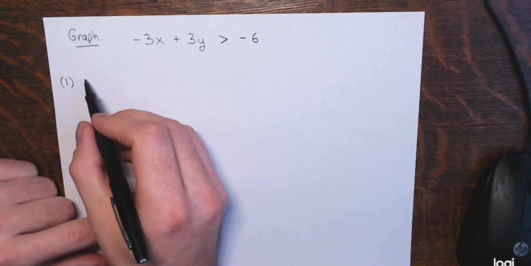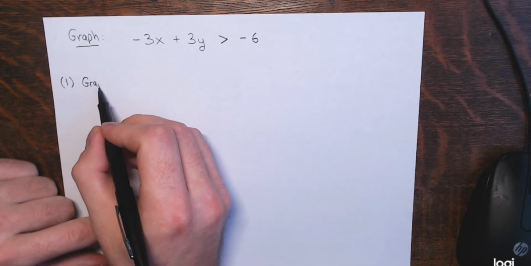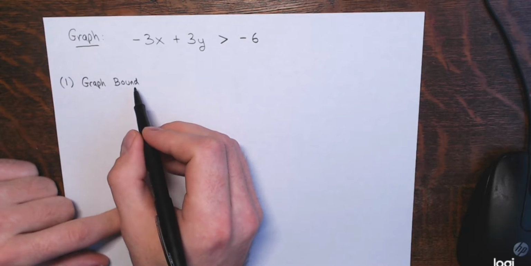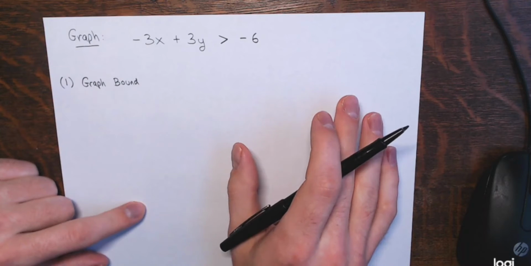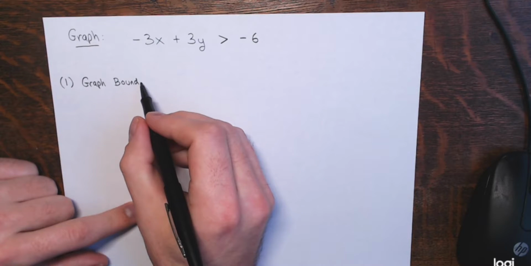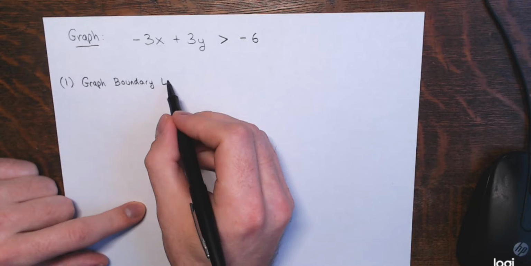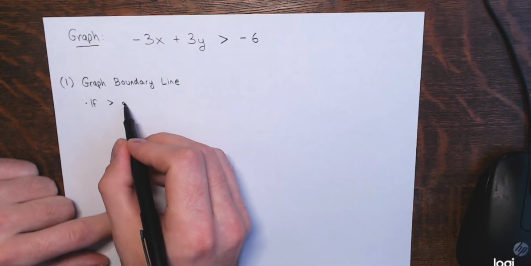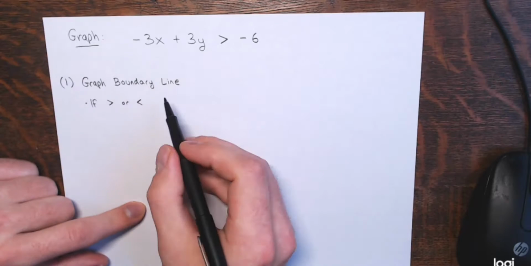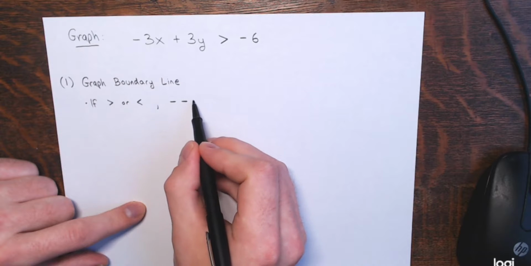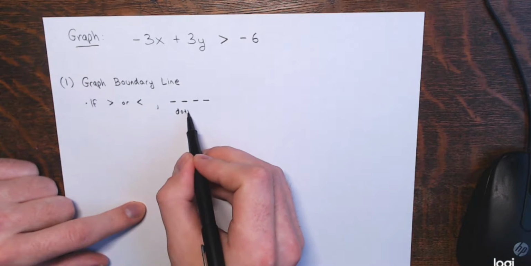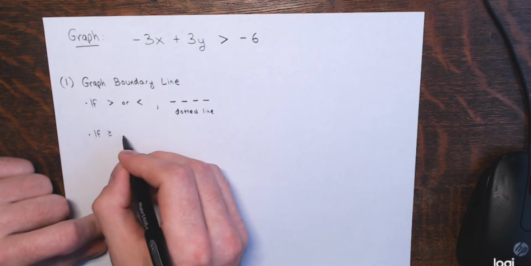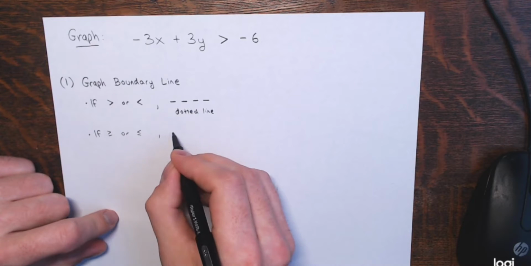Right. So the first step is going to be graph what's called the boundary line. This is going to be a line that separates the area of the plane that doesn't have solutions from the area that does have solutions. And if you have just a greater than or just a less than symbol like this has, this boundary line will be a dashed line. Make it a dotted line or a dashed line. And if you have greater than or equal to or less than or equal to, then the line's going to be a solid line.